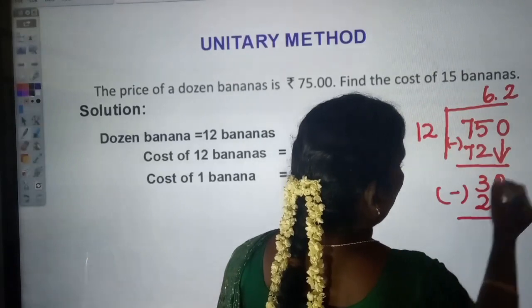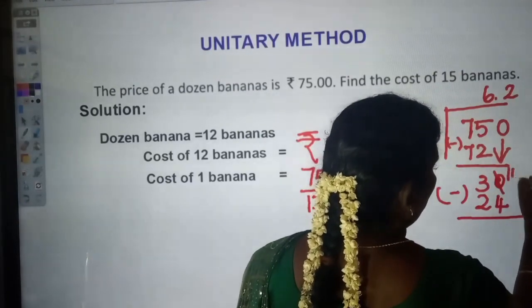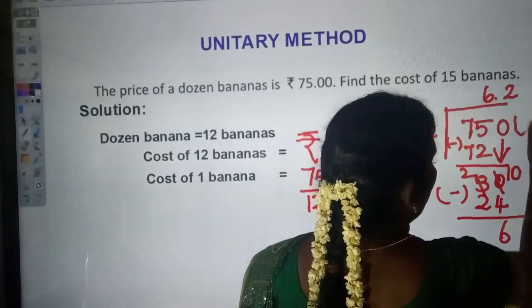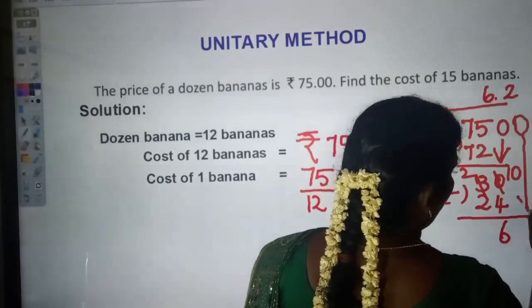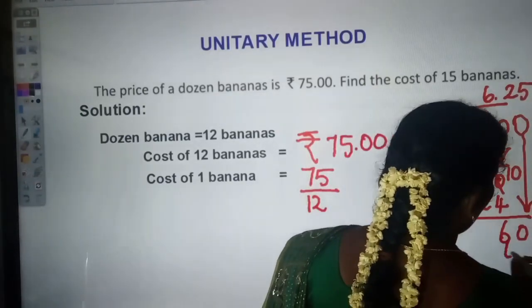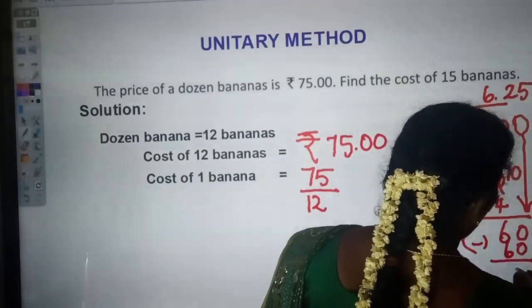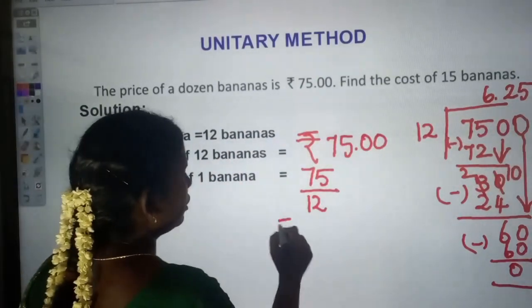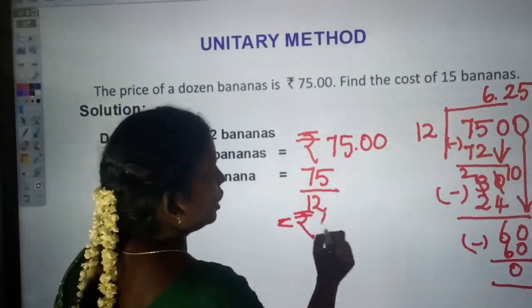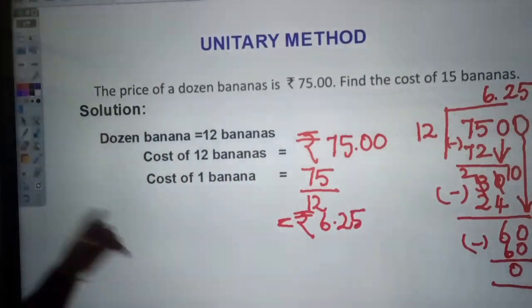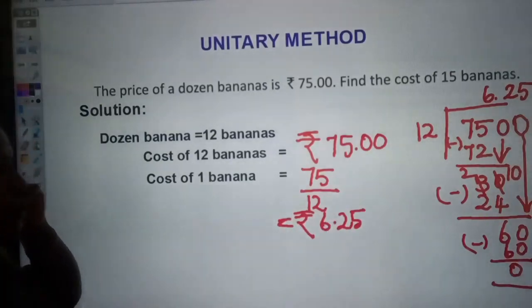So again, when you are subtracting, regrouping, here it becomes 10, 10 minus 4 is 6. Again we can insert 0, then bring down this 0. Therefore 12 5s are 60. When you are subtracting, repeated subtraction, the answer is 0. Therefore we get the answer as rupees 6.25. Understand now, the cost of 1 banana is rupees 6.25.